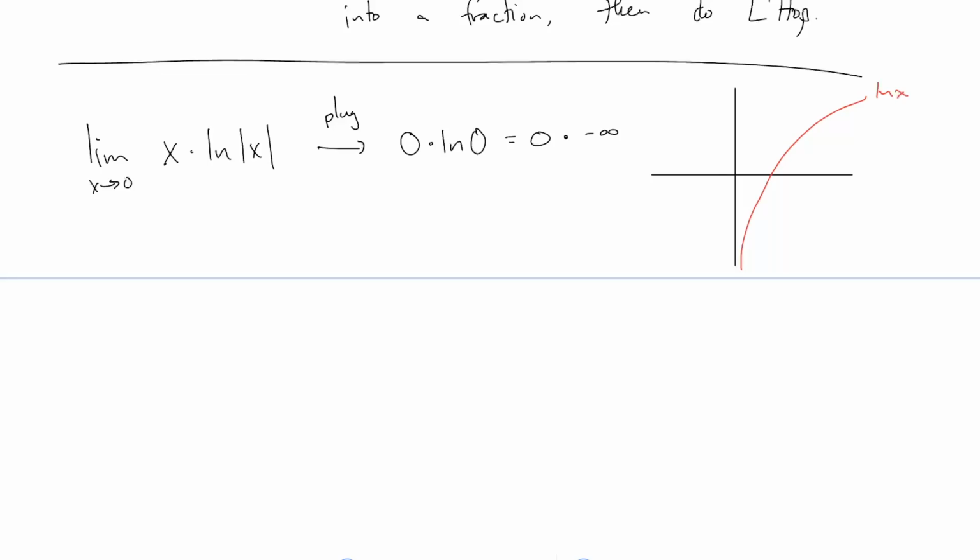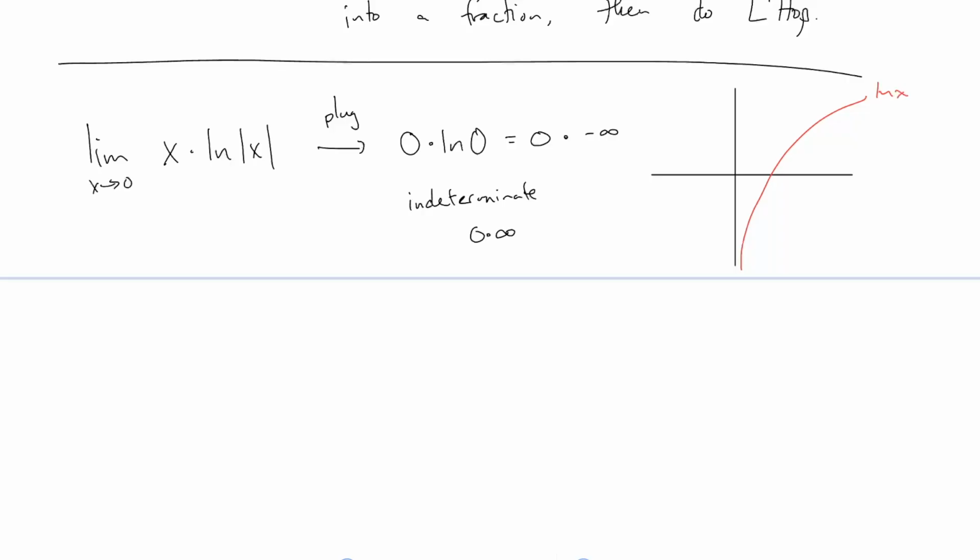You cannot just say the answer is 0. You may be tempted to say, isn't 0 times anything just 0? And the answer is, usually, but not if the other thing is infinite. Then you have an indeterminate form here. So this is indeterminate of the type 0 times infinity.